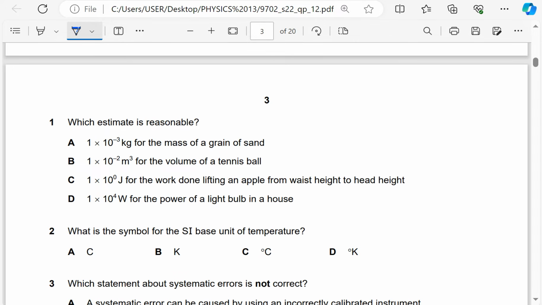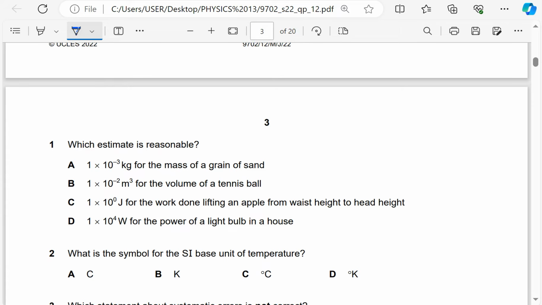So which estimate is reasonable? A reasonable estimate: 1 times 10 to the power of minus 3 kilograms for the mass of a grain of sand. Let's check this in grams. What would this be? Of course, 1 times 10 to the power of minus 3 kilograms is the same as 1 gram. 1 gram could be a little bit bigger for a grain of sand. So the mass of 1 gram for a grain of sand may not be very reasonable.